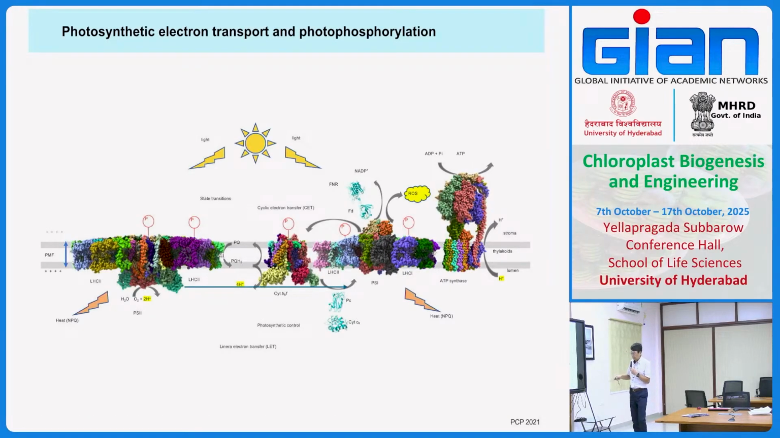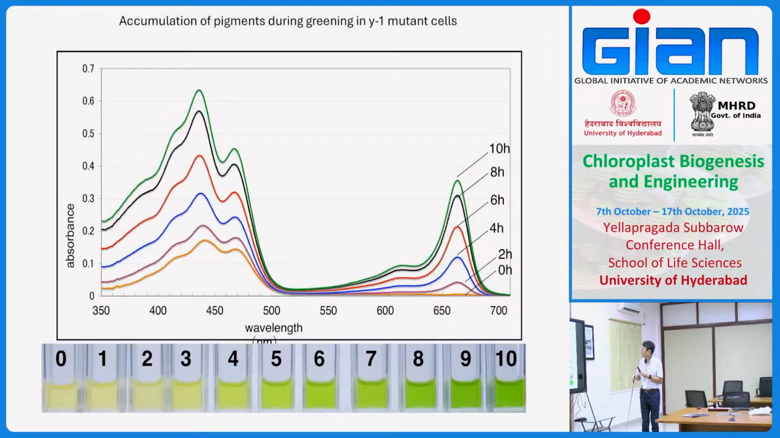Chlorophyll also has absorption in the blue region, so this increases very much as well. But this is at 8 hours. At 10 hours there are a little more pigments, because after the cells become fully green, they start to divide. So they start growing. This is what happens in the cells.